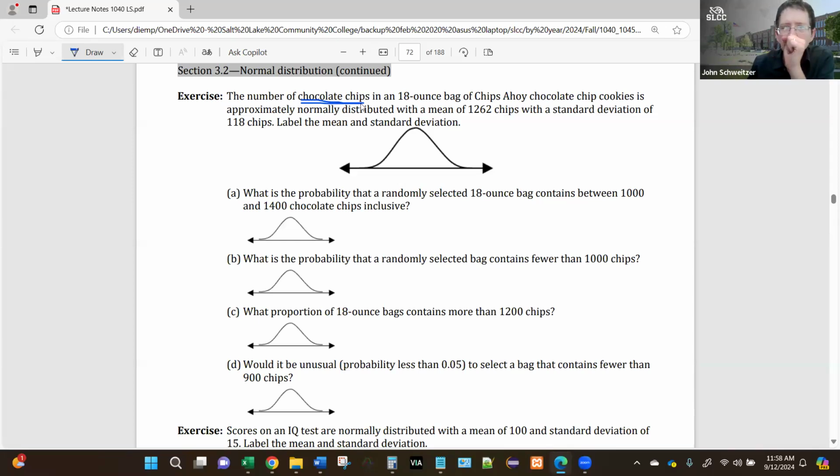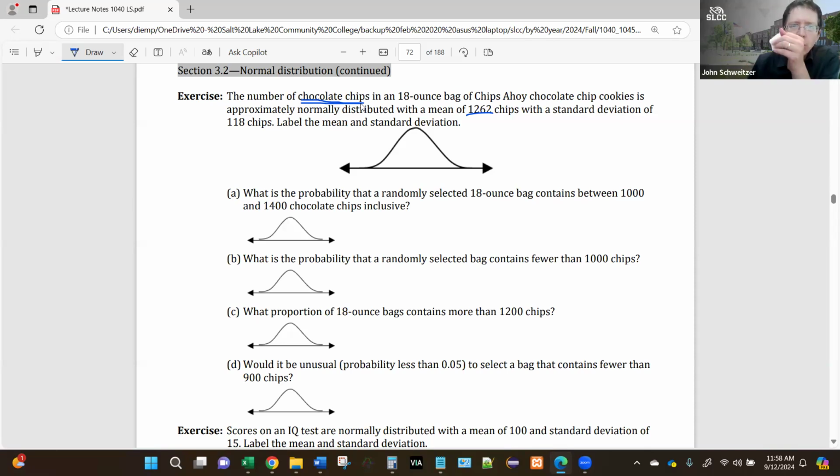Okay, so the target is 1,262 chips in one 18-ounce bag. But nobody's going to complain if there's like 5 extra chips or 5 too few chips, right? Nobody would know because people don't count when they're eating. But if there's like 500 chips, then people would notice and they would complain about that, right?